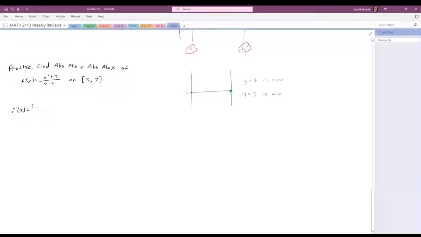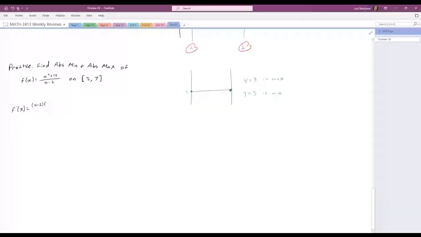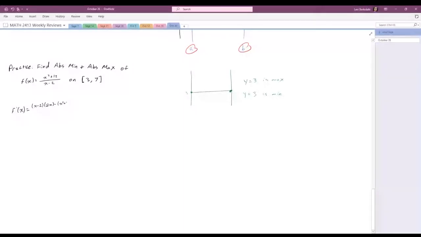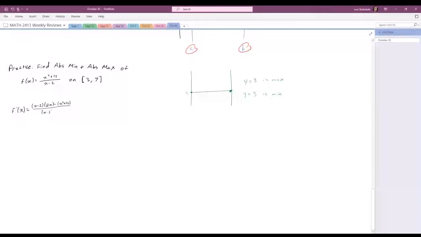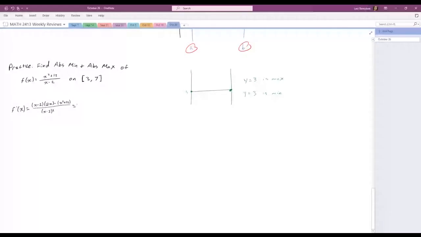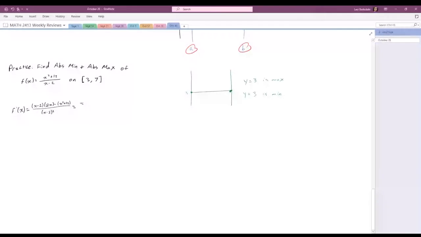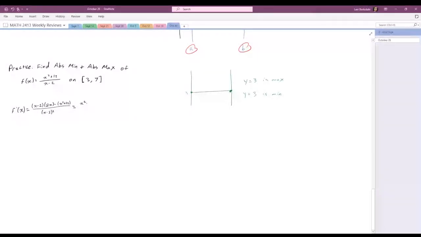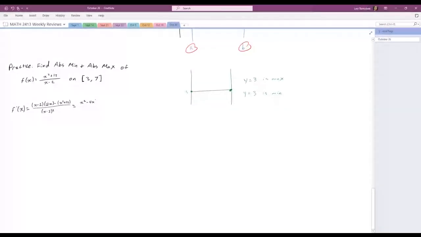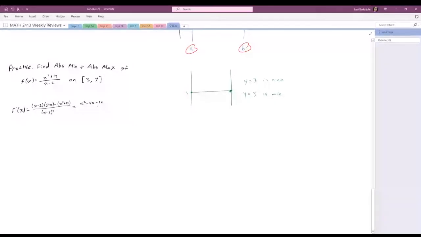So that's x minus 2 times the derivative of x squared plus 12, minus x squared plus 12 times the derivative of x minus 2, which is just 1, all over x minus 2 squared. After simplifying, x times 2x gives us 2x squared, minus x squared gives just x squared. Negative 2 times 2x gives minus 4x. And then we have minus 12, all over x minus 2 squared. And this should be equal to 0.